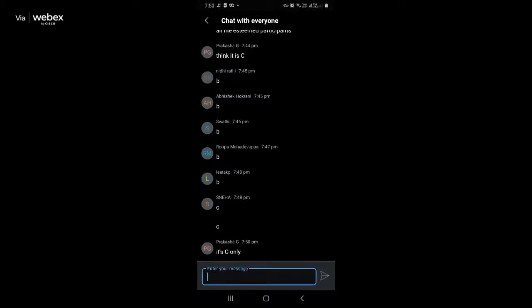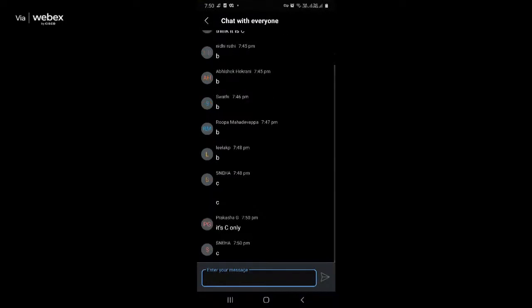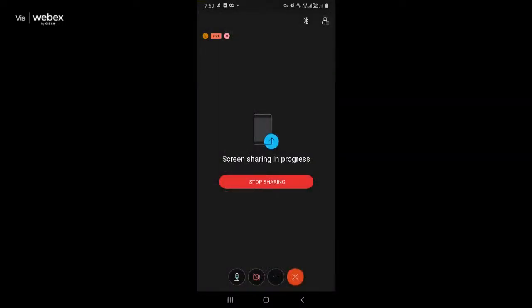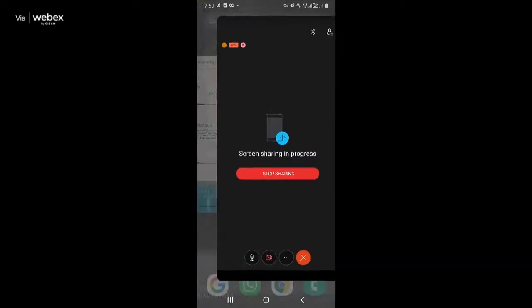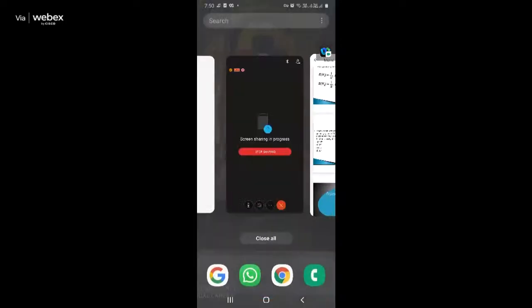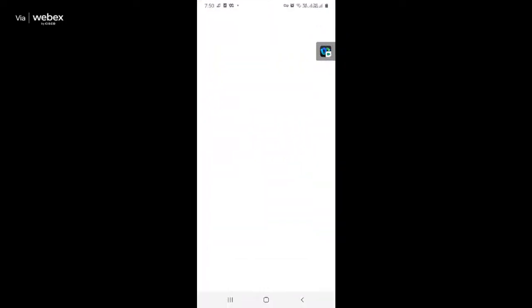It's C only. Okay, he's very confident because it has gone to C only. Because of the C majority, I'll even eliminate B. The correct answer is C. Now I'll tell how the answer is C. I'll share my whiteboard again. I'll read the question. It's given that the average number of arrivals per hour is nothing but the average arrival rate. I'll take the white screen here. So the answer is considered as C.